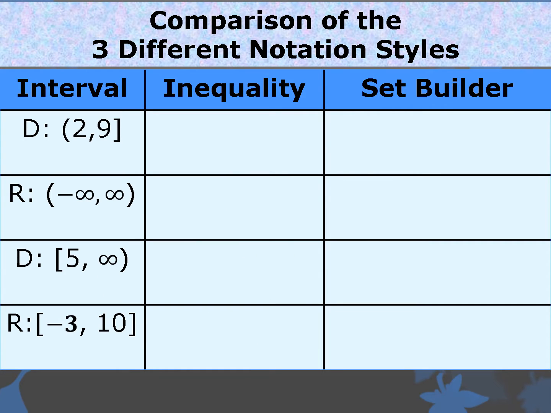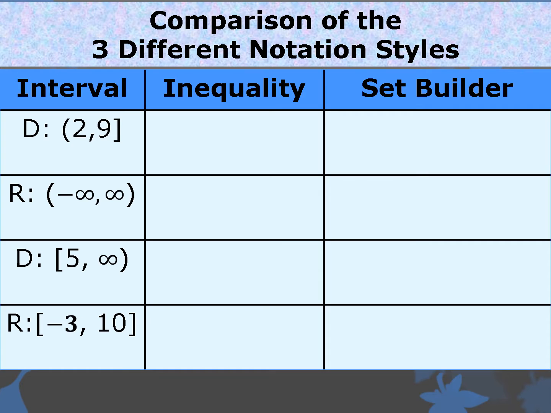Now, I'm going to be honest with you guys. It is far easier for me to start with interval notation, then change it to inequality notation, and then change it to set builder. Interval for me is always easier to start with. So let's do the domain here. We've got a domain that goes from 2 to 9. 2 is not included, might be like an open circle, but 2 is not included, but 9 is, hence the parentheses and the bracket.